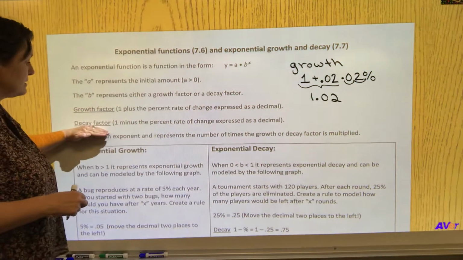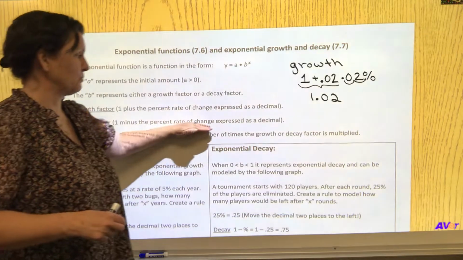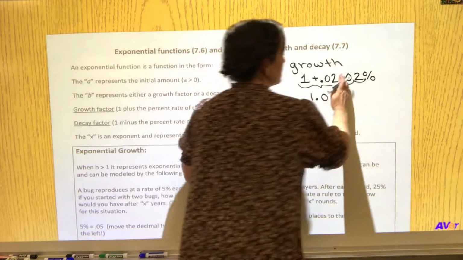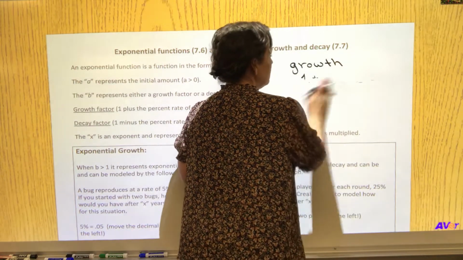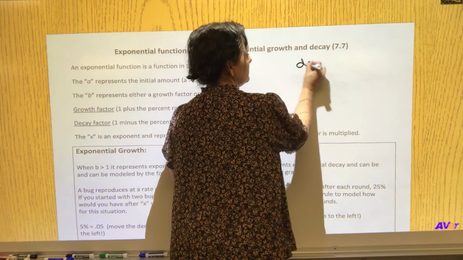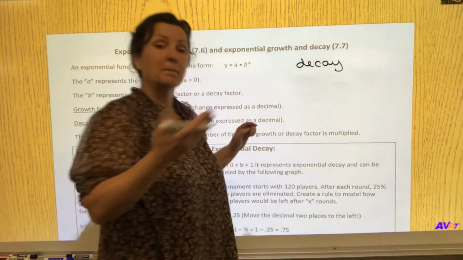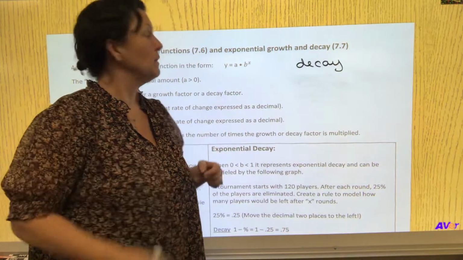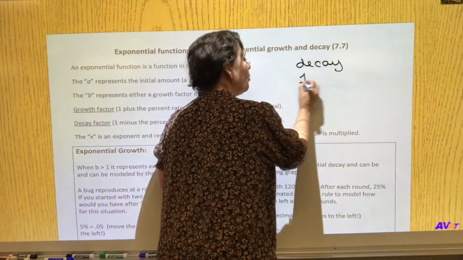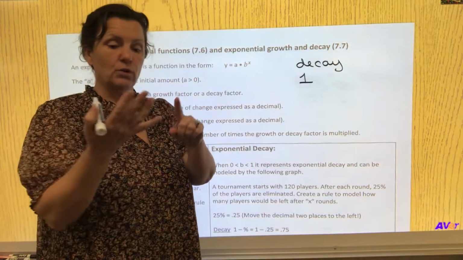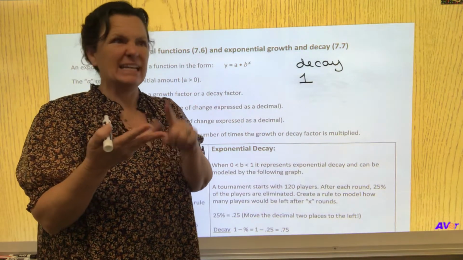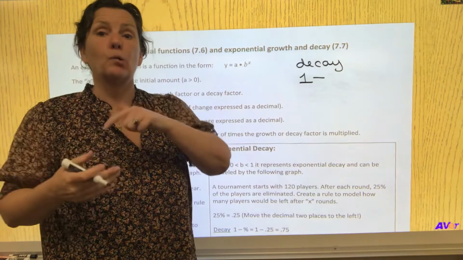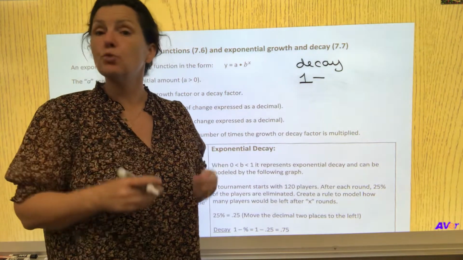That's this next one. Decay factor is 1 minus the percent rate of change expressed as a decimal. Let's use the same problem, except this time we're going to talk about decay. The population is decreasing. The population of elephants is going down. They're declining. Okay, well, what does that look like? Well, you write 1 down, and the moment you see words like decrease, decline, decay, minus, you know that 100% of the population is going down. By how much? Let's go with the 2% again.